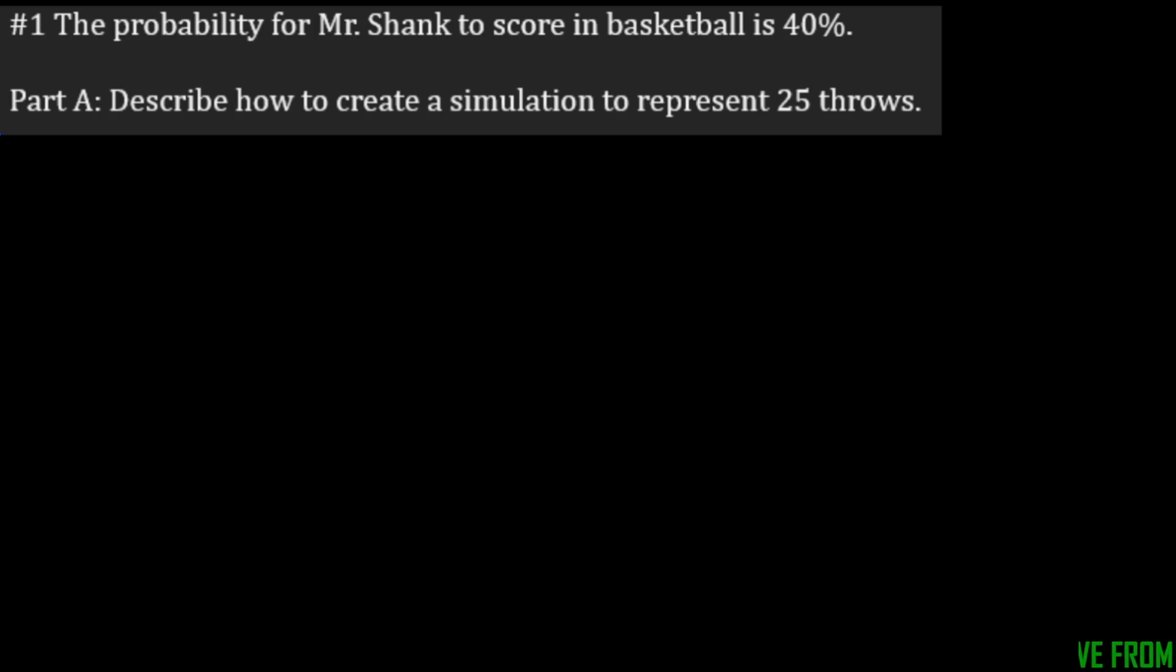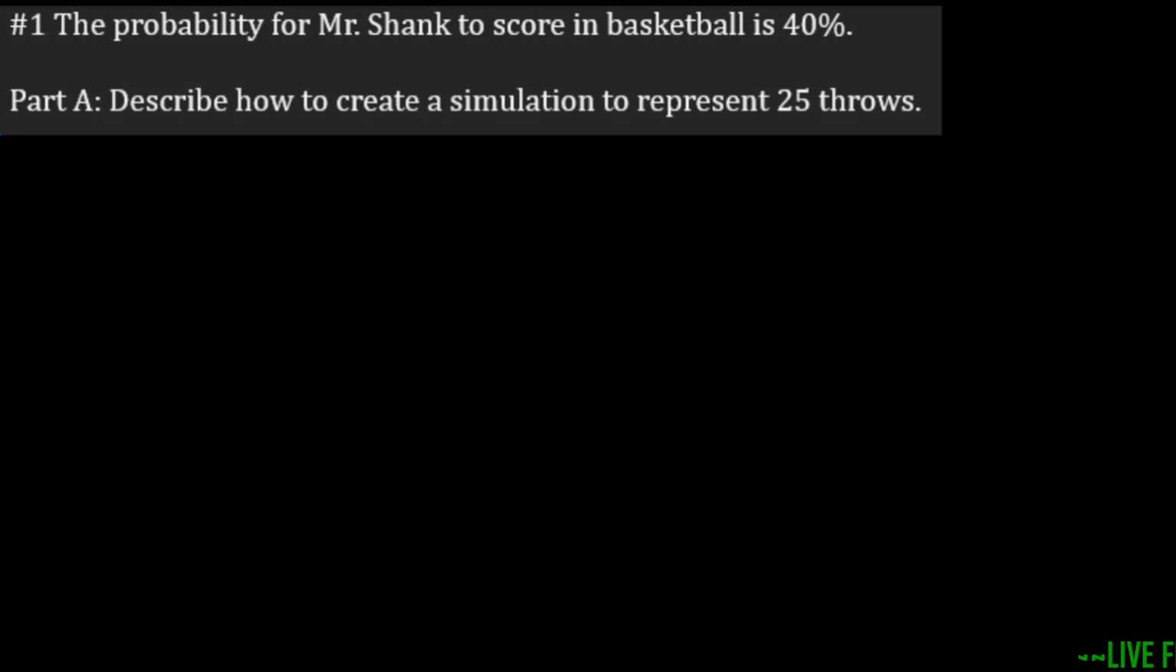Talk about probability of scoring a basket. So now we have to create those simulations from scratch. For the first one, it says the probability for Mr. Shank to score in basketball is 40%. Then it says describe how to create a simulation to represent 25 throws.